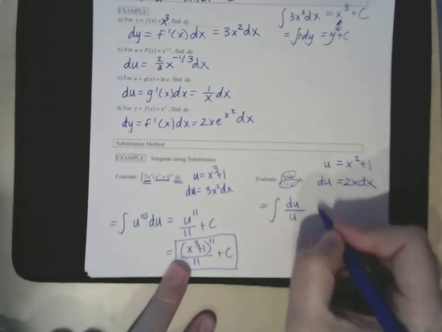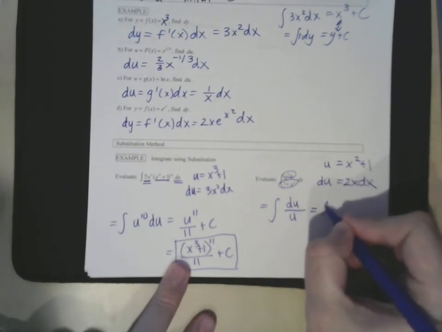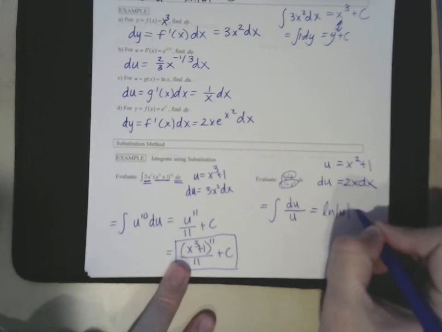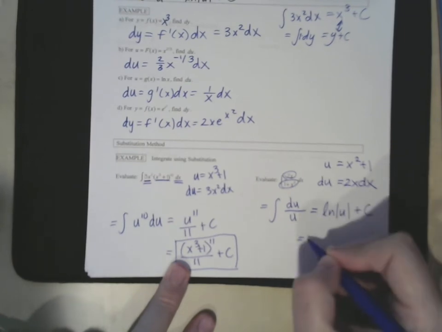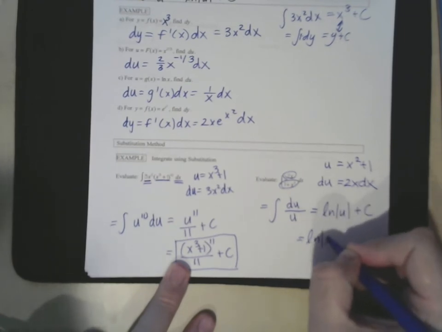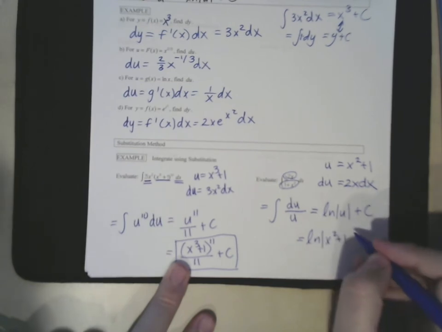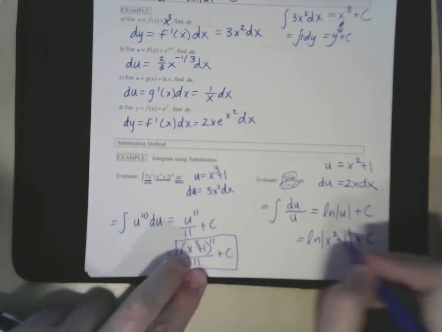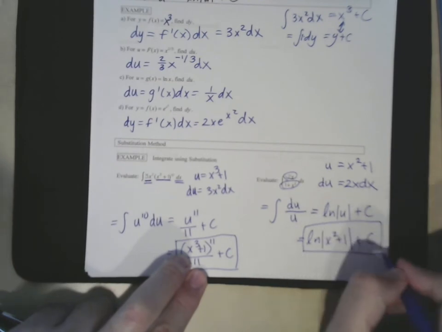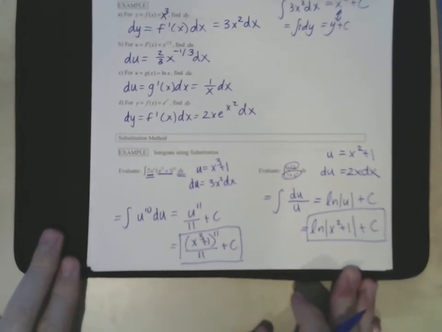And now this is nothing more than the ln of u in absolute value plus c. Switching back to x's, this is ln of x squared plus 1 plus c. And that becomes our final answer.